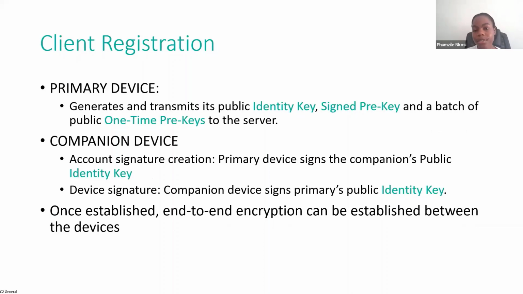So if it's on a primary device and you're registering WhatsApp for the very first time, what's going to happen is that your primary device, when you install WhatsApp, will generate and publish its public identity key, signed pre-key, and the batch of public one-time pre-keys that we have already touched on. And just like that, as they're being uploaded to the server, you have already registered your WhatsApp account.